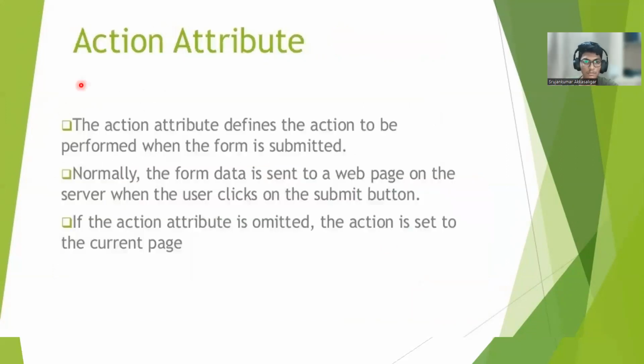The action attribute. The action attribute defines the action to be performed when the form is submitted. Normally, when the form is submitted, the form data is sent to a web page on the server when the user clicks on the submit button. If the action attribute is omitted, then the action is set to the current page by default.